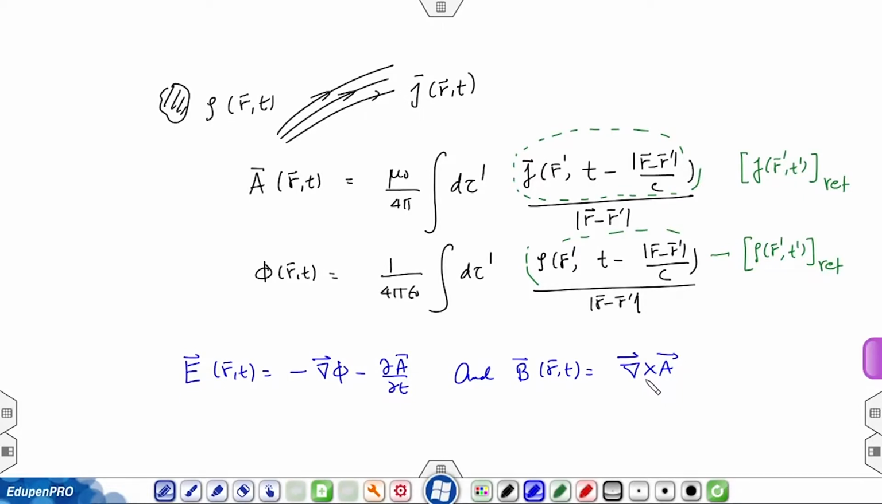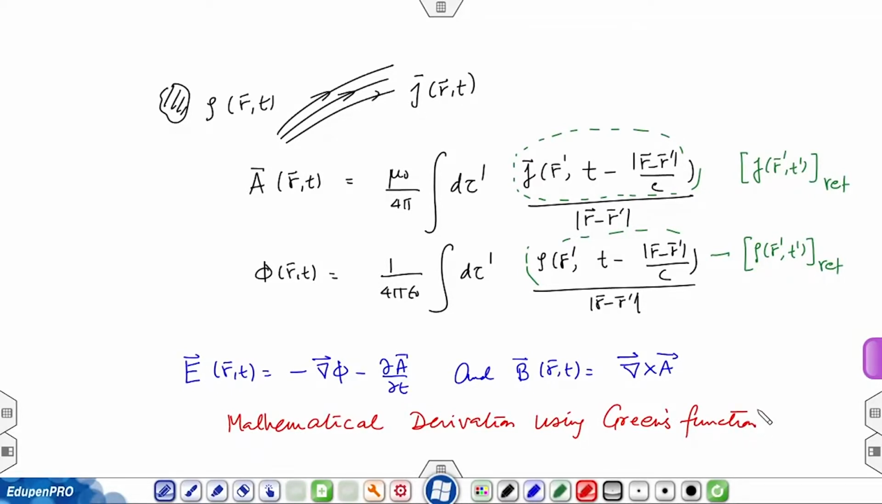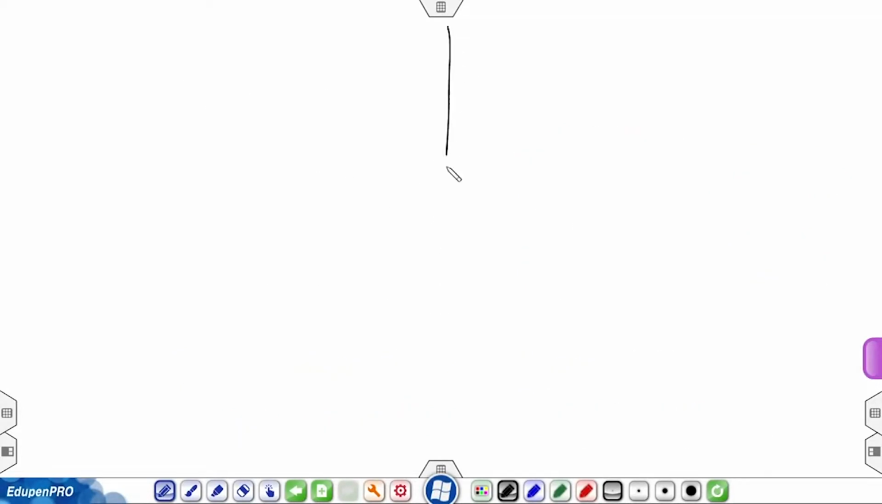Now, what I want to do in this lecture is give a mathematical derivation of the same expressions. And for this, I am going to use the Green's function technique. I am after the solution of these equations.